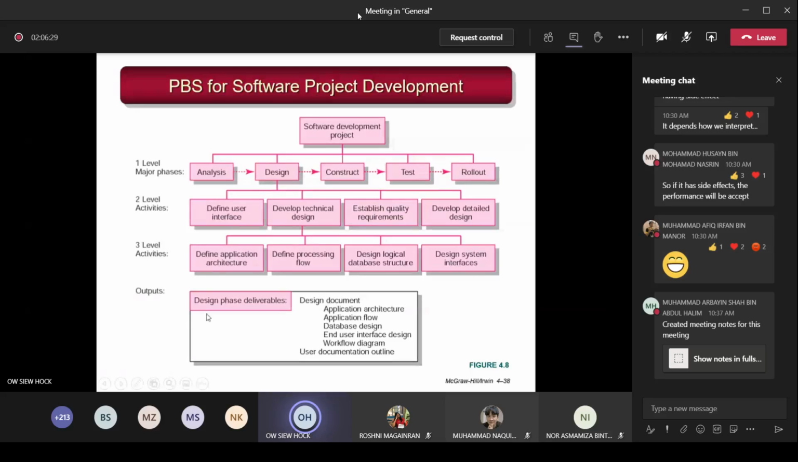Again, you must have deliverables. So these are the design phase deliverables, consisting of design documents, the application architecture. You can see this one here, application architecture. This is what I'm going to deliver. Application flow, database design, user interface design, workflow diagram, user documentation outline. So these are the deliverables at the end of your design phase. Okay.